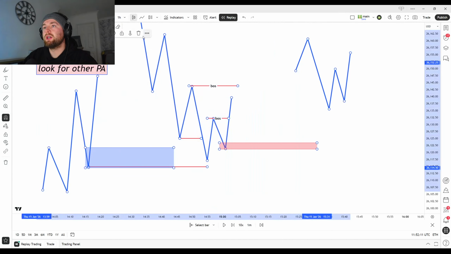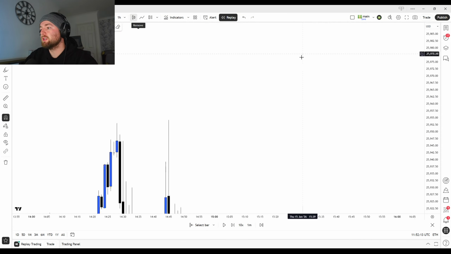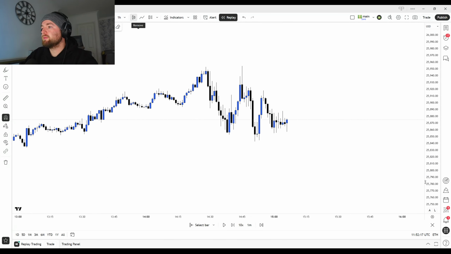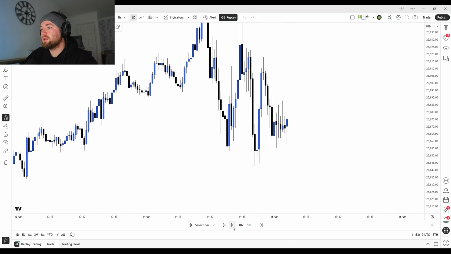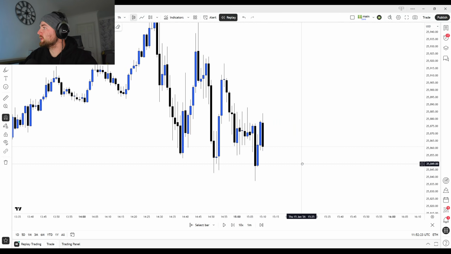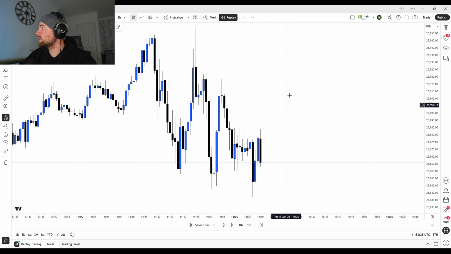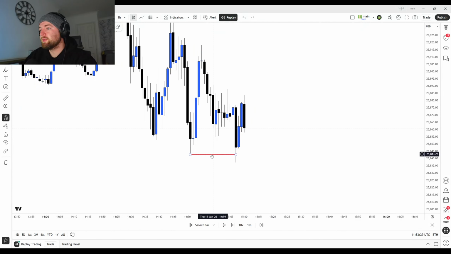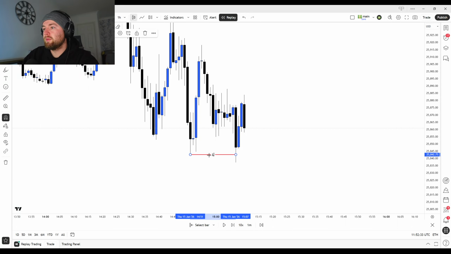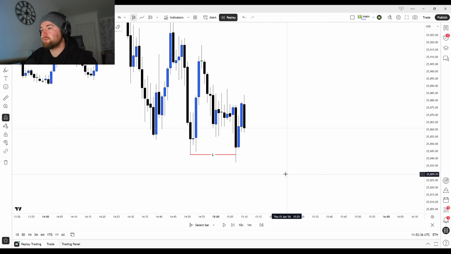So let's jump into the live chart example over here. All right, so let's have a looky. What do we have? Okay, let me just pull my chart around. We have a liquidity sweep right here. That is the L. Liquidity sweep.